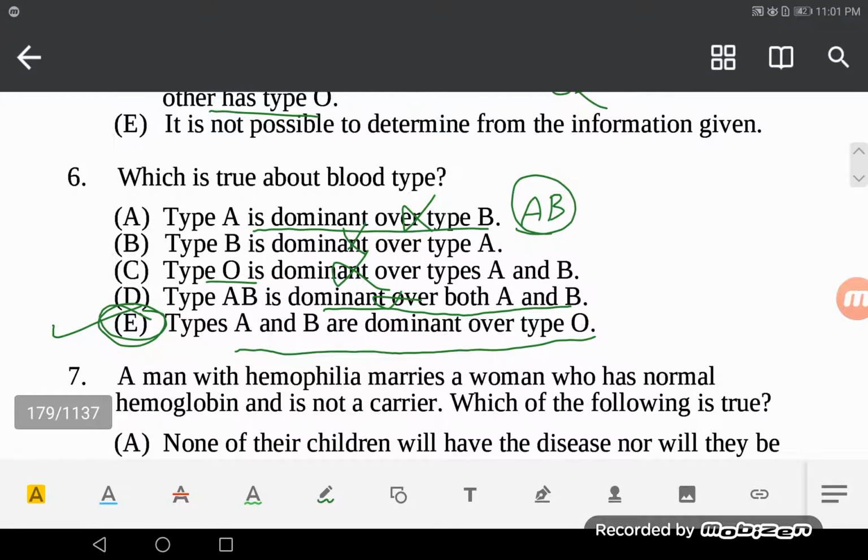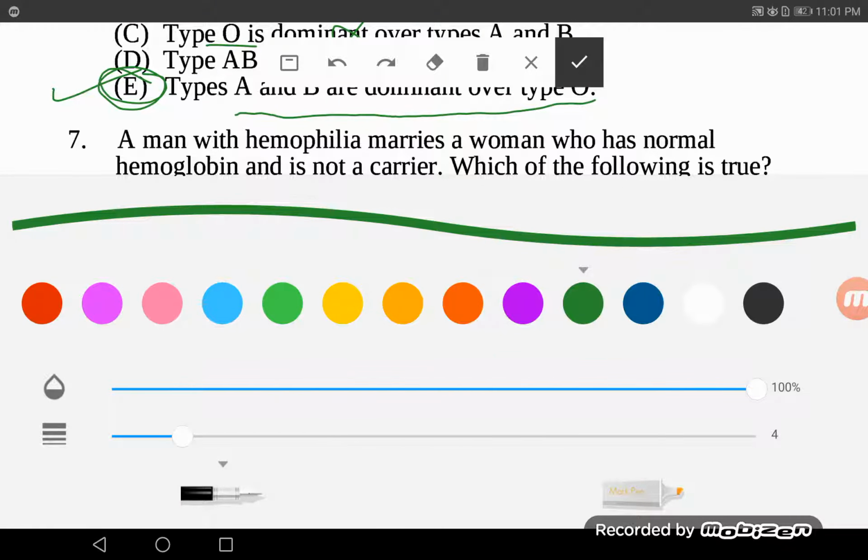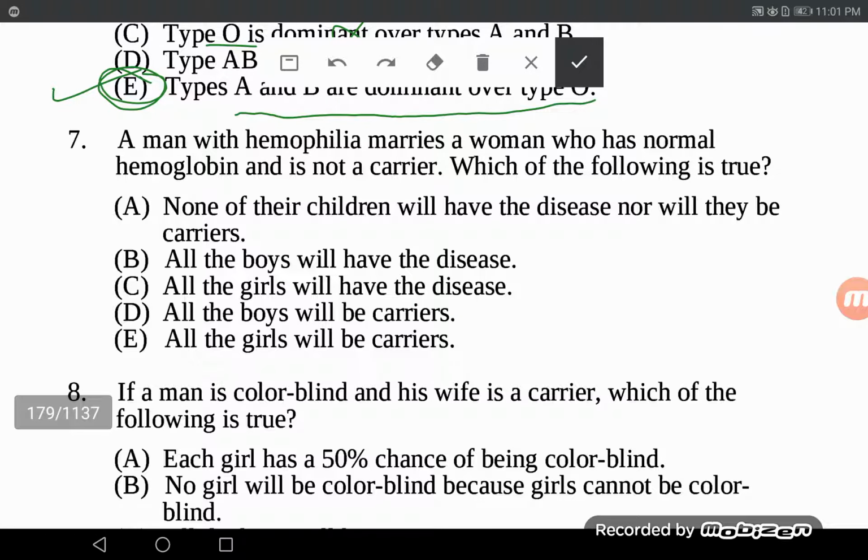So we have the next question. It's about hemophilia. Hemophilia is a disease related to the clotting of the blood. For example, when we have a wound in our body, we can see that the blood will stop after 1 or 2 minutes. How does this happen? By the clotting factors and the platelets that we have in the blood, okay.